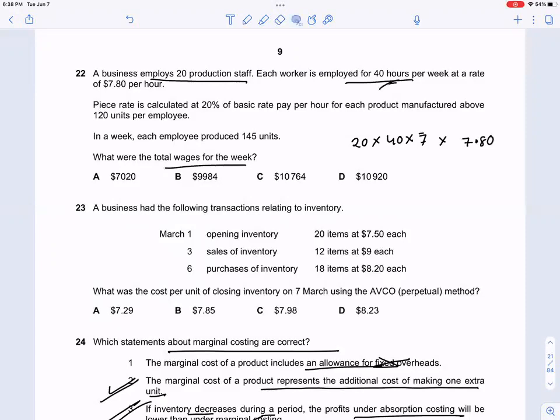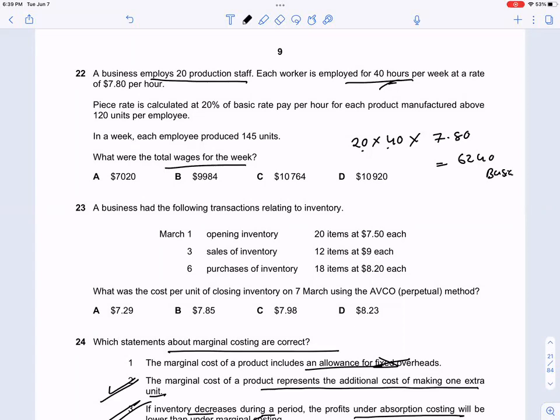40 hours per week. So this is 40 hours per week, and rate 7.80 per hour. So this is the basic thing. 20 into 40 into 7.8. So 6240 is the basic wage.